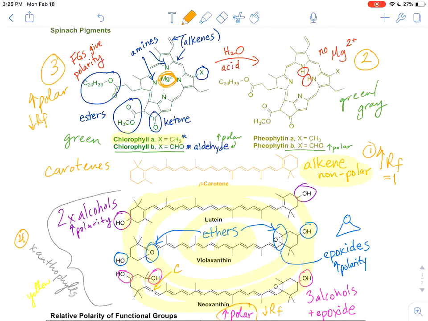So I hope you found that helpful in really relating your data of those spots on a white plate to the actual molecules that are behind it.